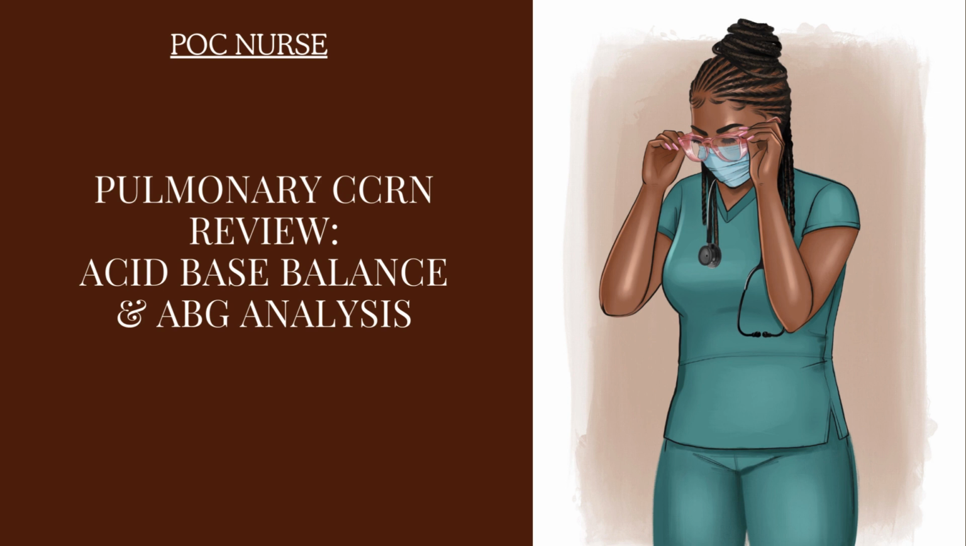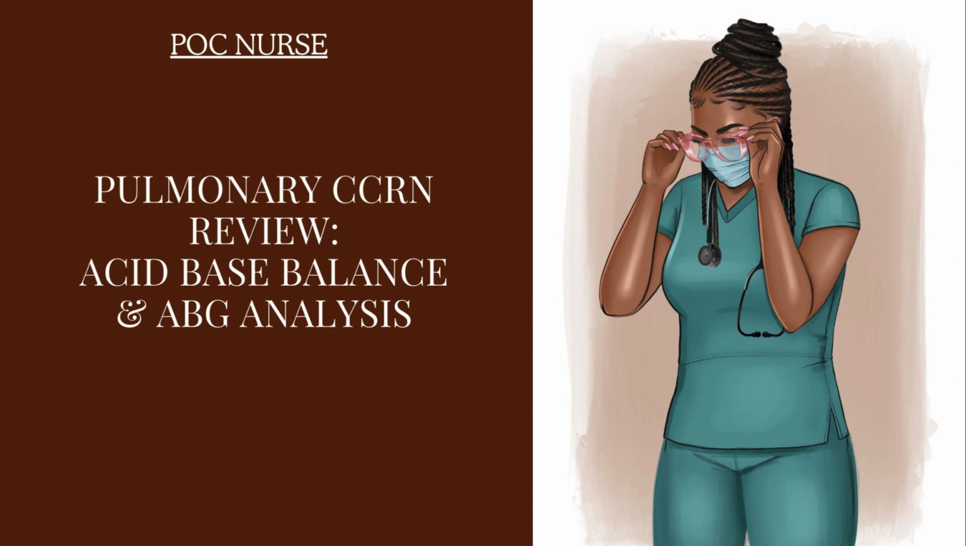For this to be partially or fully compensated, the bicarb level has to start trending down. It has to trend down so that we can get the pH to 7.35 to 7.45. It's not happening yet. All right, let's do one more and we'll call it a day for today.